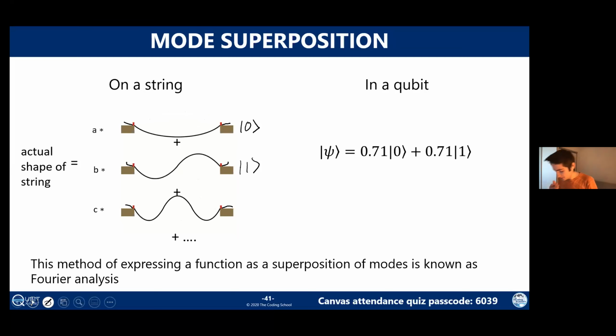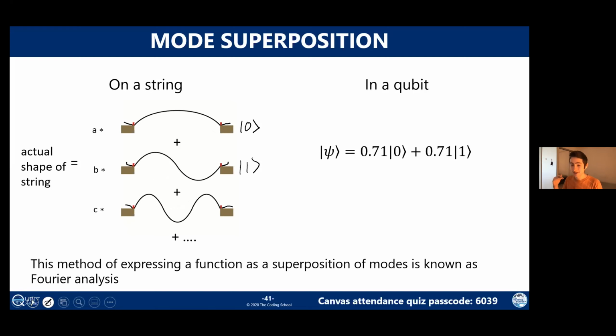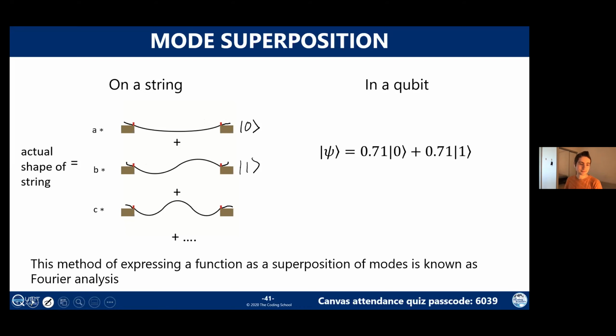So just a technical term here, I guess, if you've heard of Fourier analysis, Fourier transforms, Fourier series, anything with the name Fourier in it is basically this idea of summing up different waves to get arbitrary shapes.